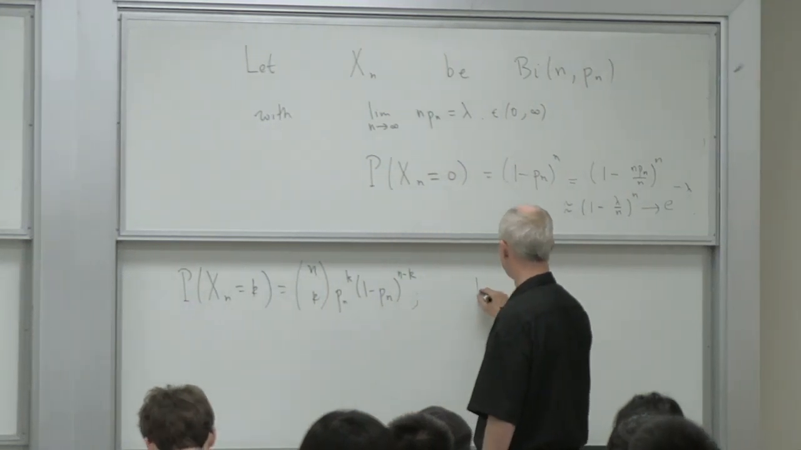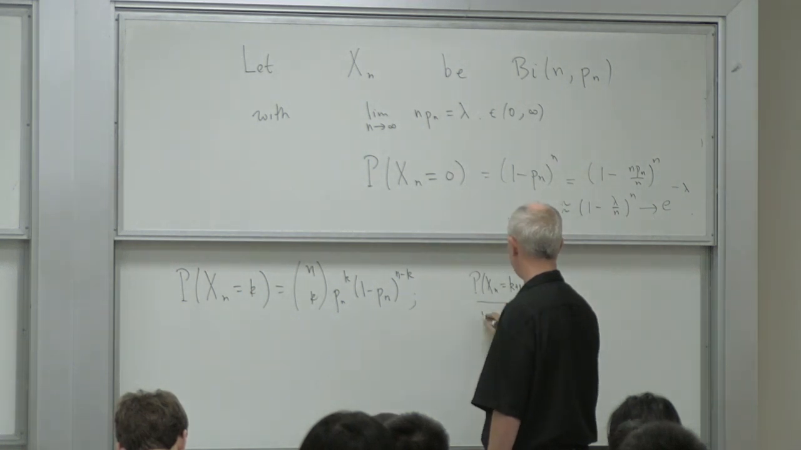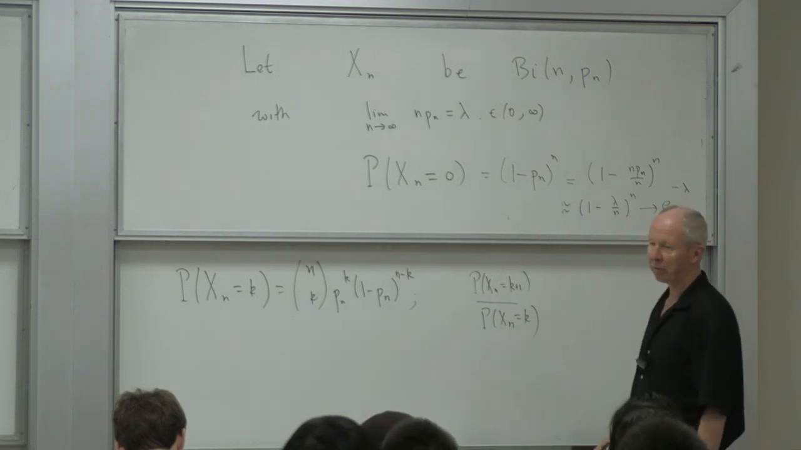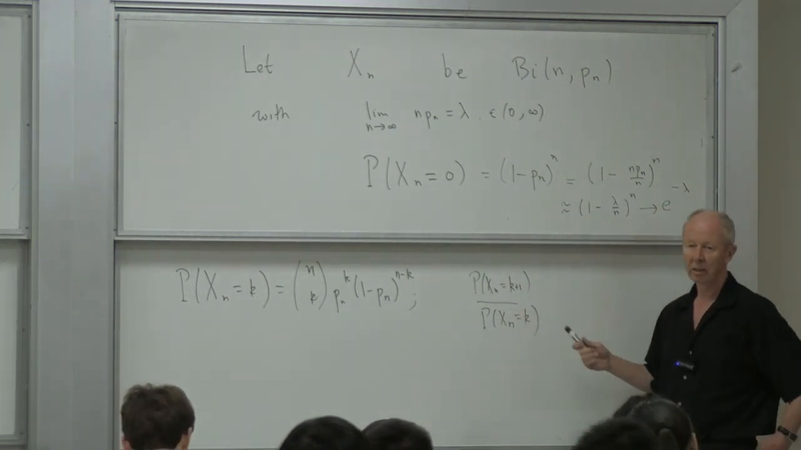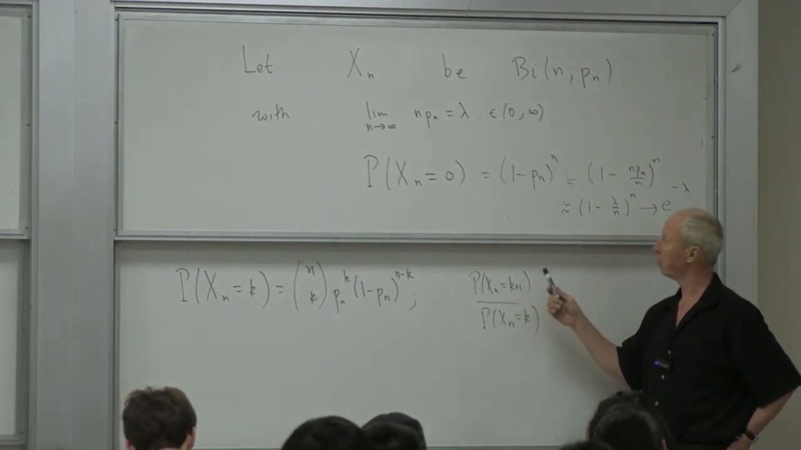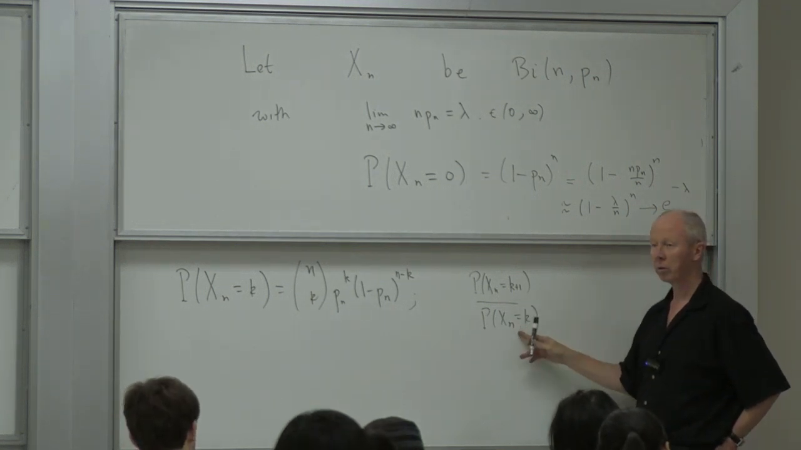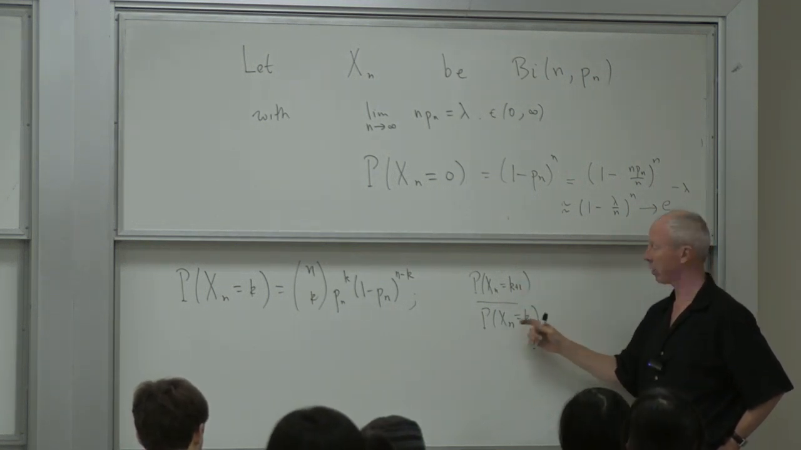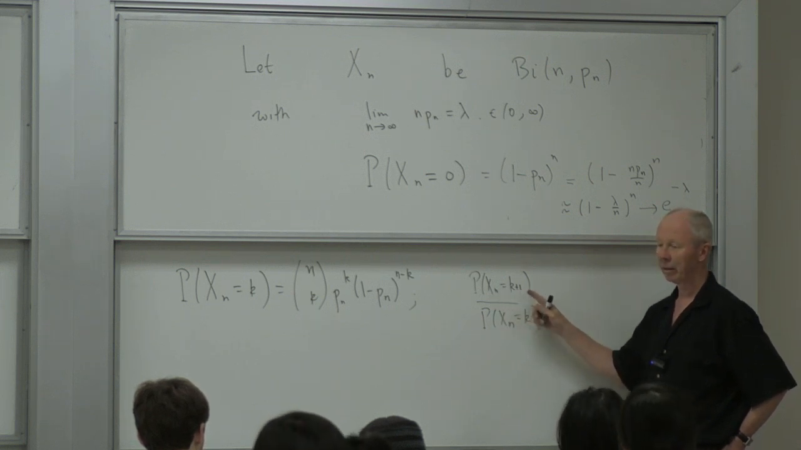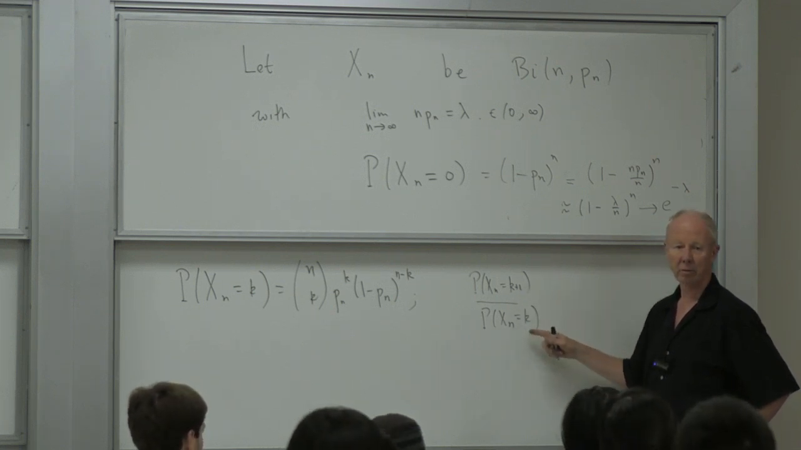Let's consider now the probability that Xn is k plus 1 divided by the probability that Xn is k, and see if this has a limit. If we can figure out what this is, then we can figure out what the probability Xn is equal to k plus 1 is converging to, because we know what this is converging to. So we can put k equals 0. We know this goes to e to the minus lambda. If we can figure out what this ratio is, then we get the limit as n goes to infinity, probability Xn is 1. And then we could put 1 in here and get the probability for 2. Put 2 here, get 3, etc.